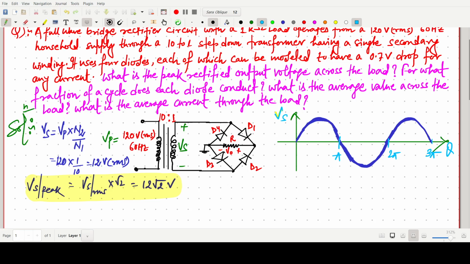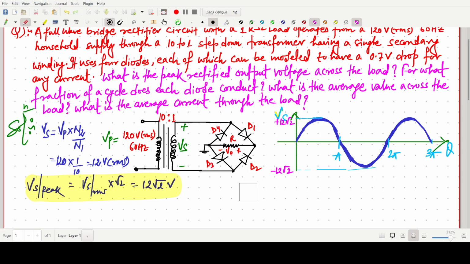This height, I made it somewhat thick, so no need to worry, is 12 root 2, and this height will be minus 12 root 2. Or you can write here plus 12 root 2, which will be better. So this is our voltage Vs.